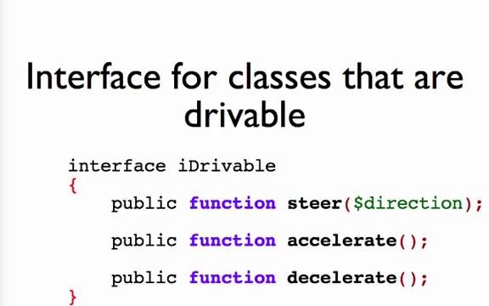So here's an interface potentially for a class of objects that are drivable. We've got a steering function that allows us to specify a direction, and we've got an accelerate and a decelerate function. So this is kind of like, what are the base bits of functionality that I should have for anything that I would consider to be drivable? And probably this is it. Maybe there's some more things, or maybe we could argue on whether this is too much, but this is a potential interface for stuff that's drivable.